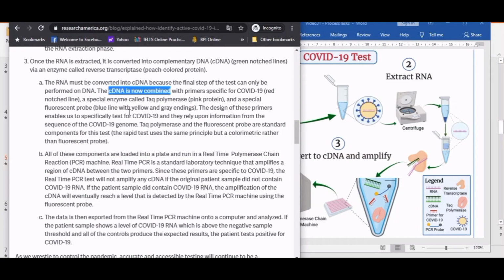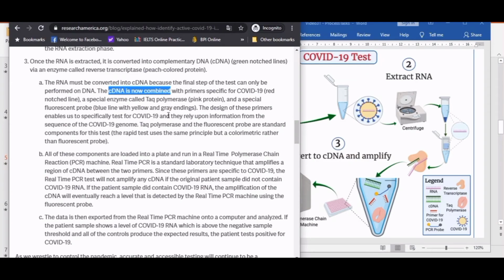So many ingredients just to test if somebody's positive, and a special enzyme called Taq polymerase over there, the pink protein, and a special fluorescent probe, blue line with yellow and gray ending. So the PCR probe over there. There are so many elements. No wonder testing is a problem worldwide.